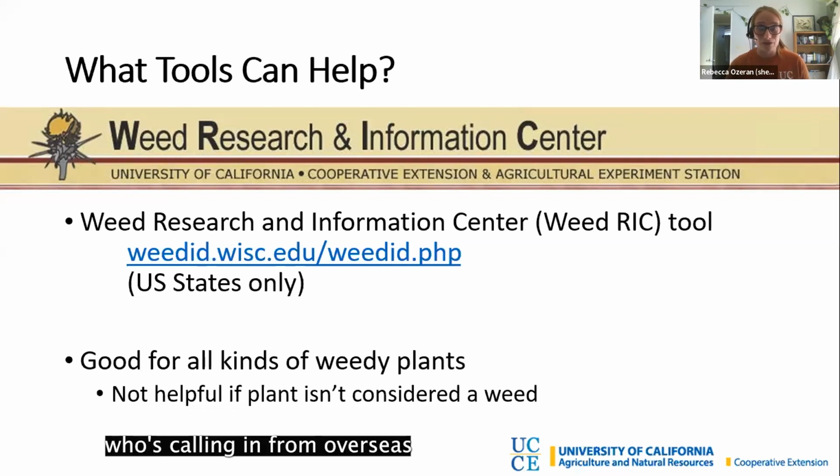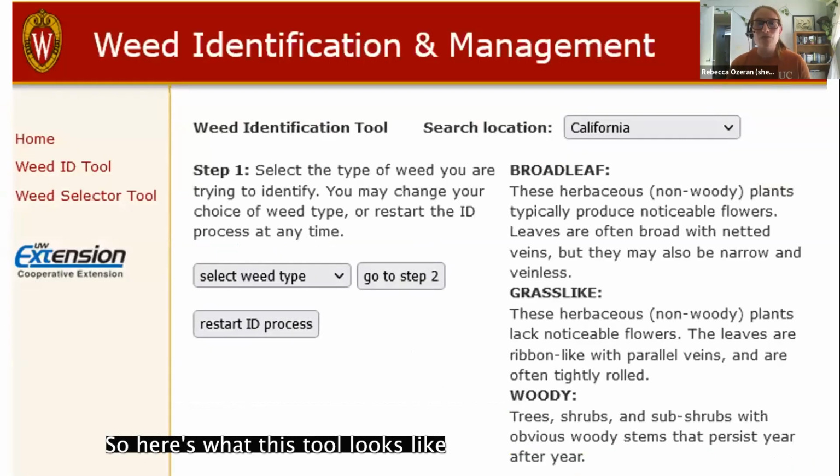I will note for anybody who's calling in from overseas, who's not in the US, it is specific to United States and District of Columbia, but you are welcome to use it to kind of explore what weeds you might have. I will also note that it's good for all kinds of weedy plants, but if you have a plant that you don't know what it is and it's not coming up in this tool, it's very possible that that plant's just not considered a weed by our system, and you might need to use a different kind of identification tool.